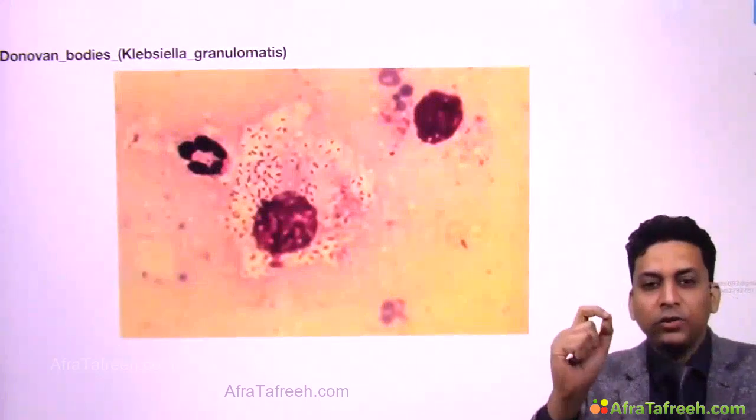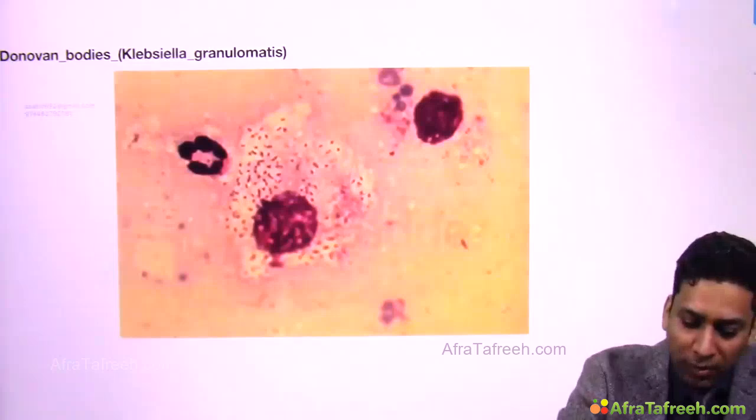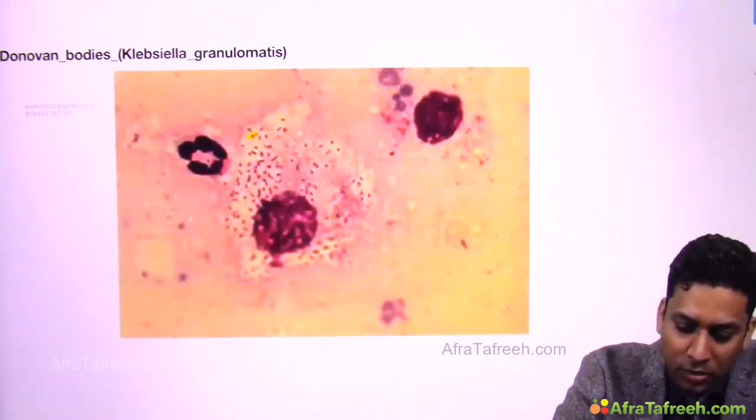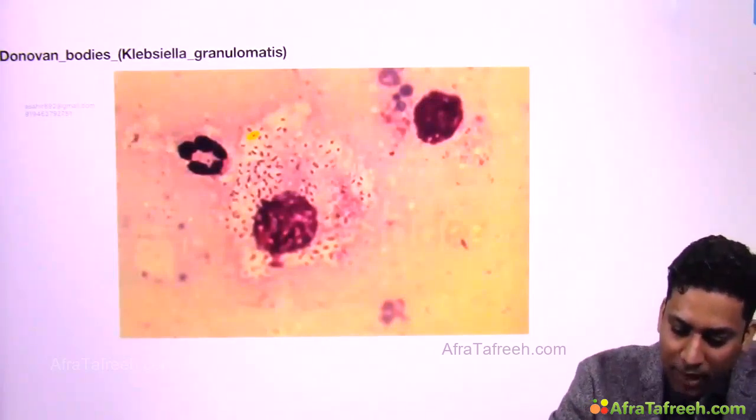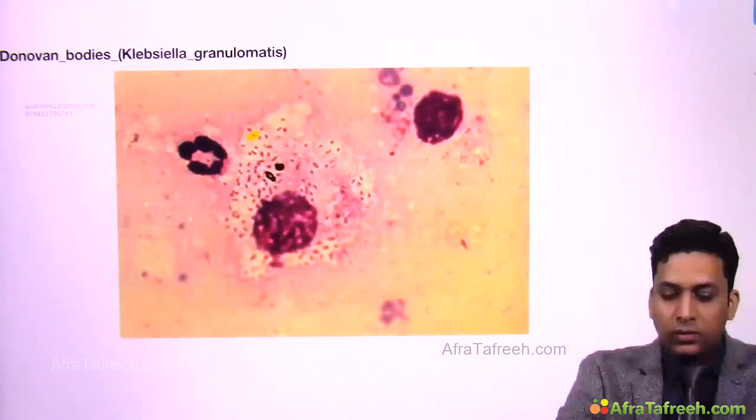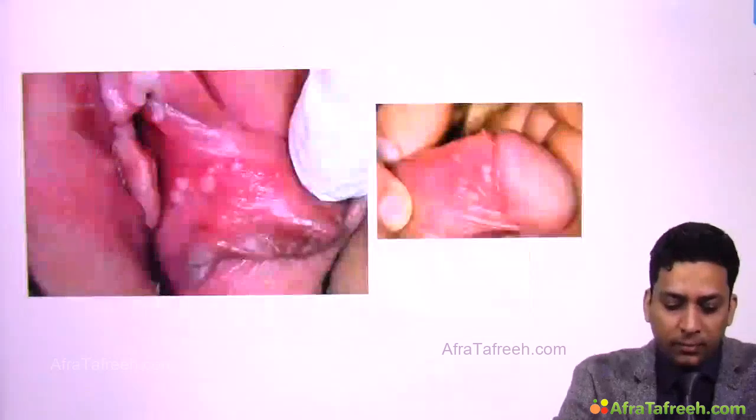Again, I told you in donovanosis, Donovan bodies are seen, and these Donovan bodies have bipolar staining. So they appear something like this. They have bipolar staining, so a closed safety pin appearance is seen.